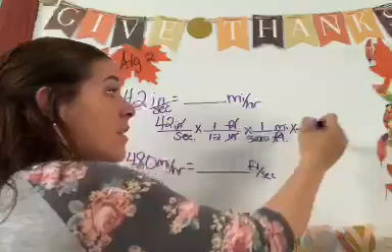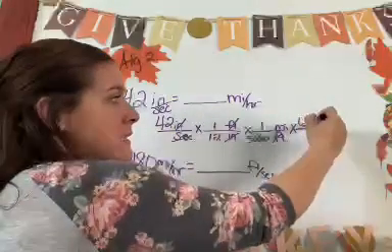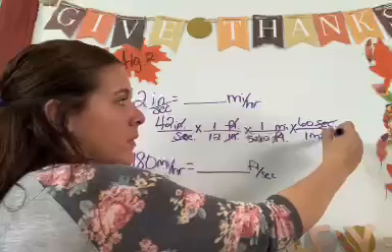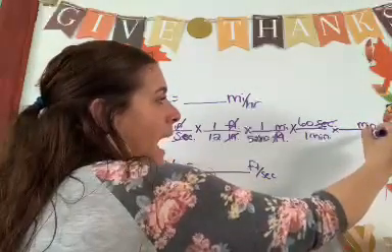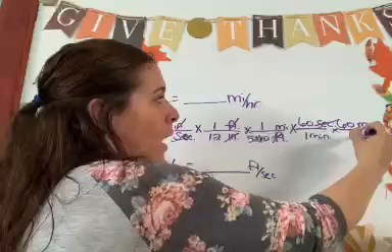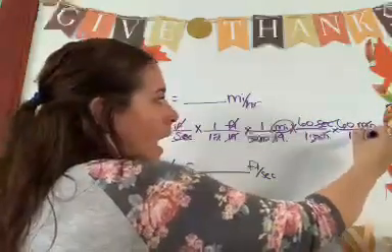You put your seconds on top because this is on the bottom, so that's the only way you're going to be able to cancel them. There are 60 seconds in 1 minute. Now we have to get rid of minutes. To get hour, there are 60 minutes in 1 hour. Now what are we left with? We're left with miles over hours.